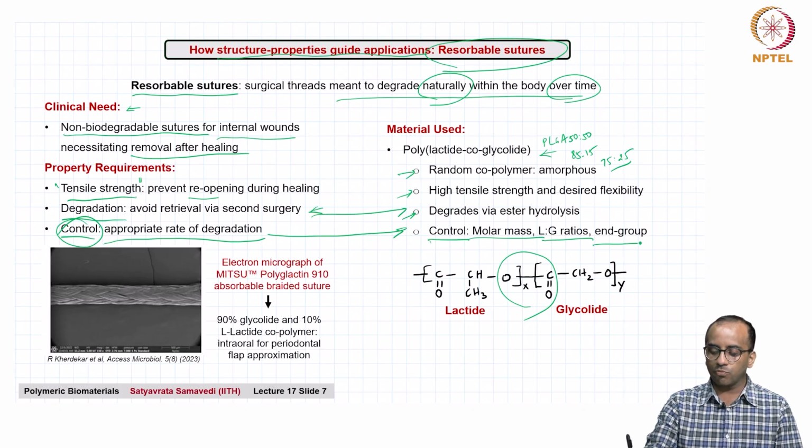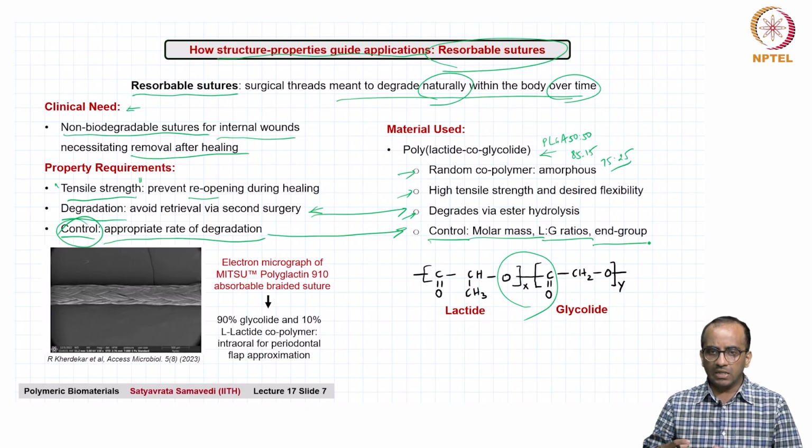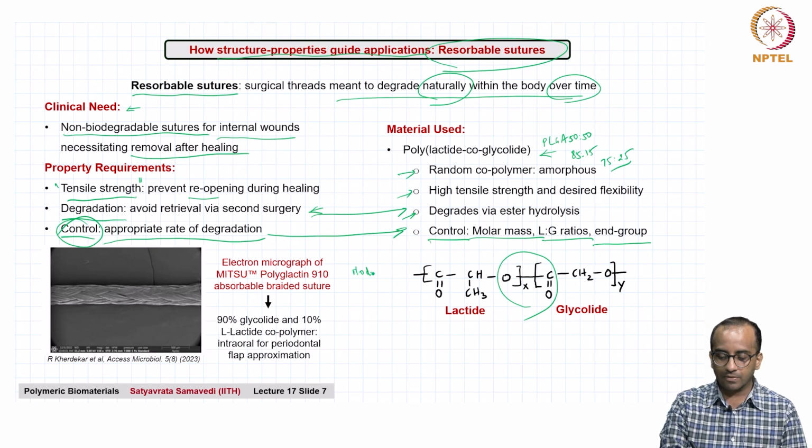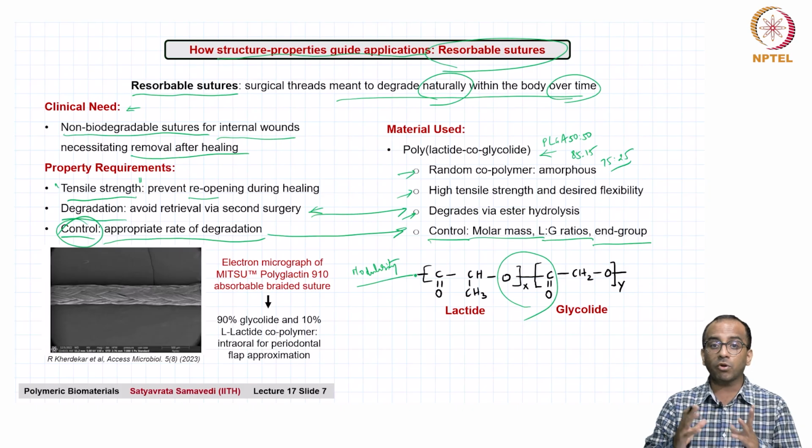Of course, the end group also determines how quickly something will degrade. And we have seen that if you have an acid versus an ester end group, the acid capped PLGA will degrade faster than the ester end group. So you see, there is a large amount of what you would call modularity in tuning the properties of the material, right, for a particular application.